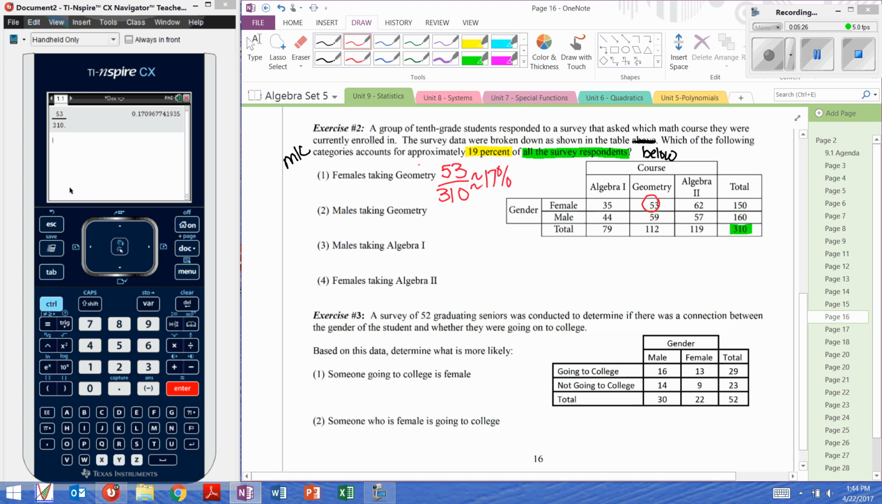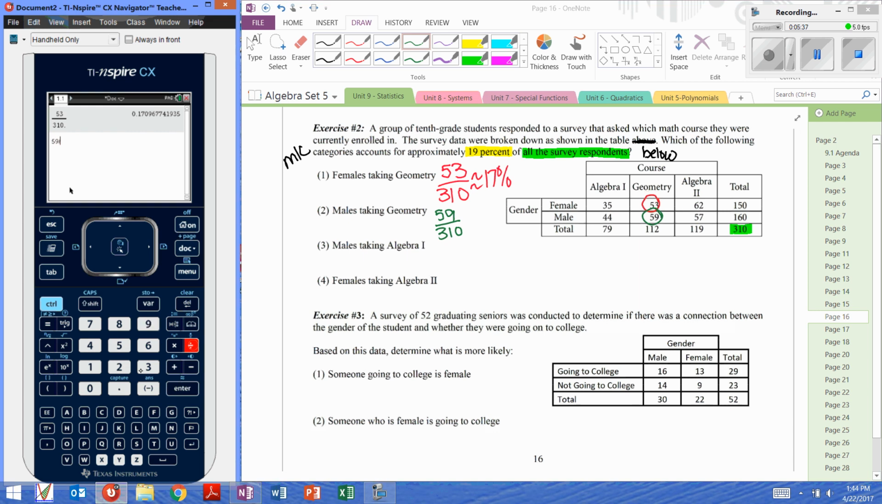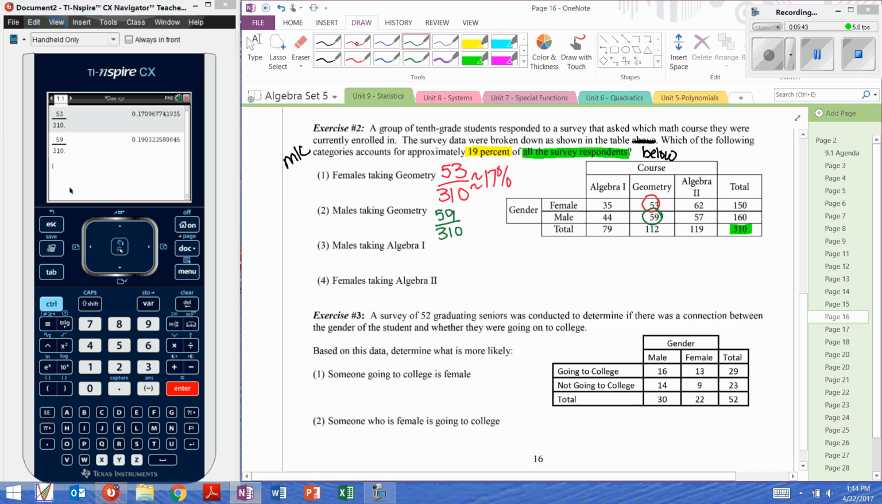Okay, males taking geometry. Males taking geometry, so that's 59 out of the total of 310. So 59 divided by 310. Oh, that's close. I think we found our winner. That's about 19%.